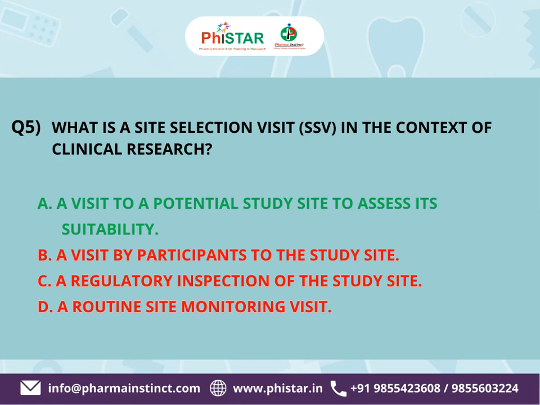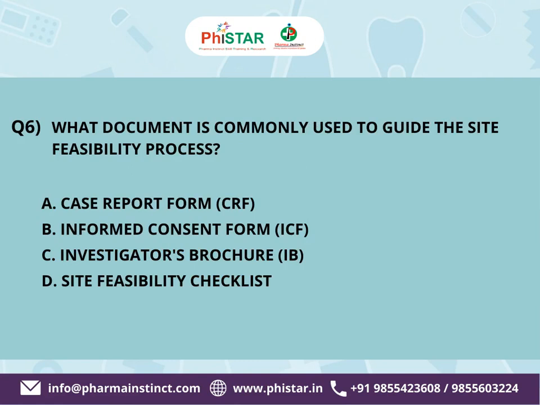Next question is: what document is commonly used to guide the site feasibility process? Here are your options. A. Case Report Form, CRF. B. Informed Consent Form, ICF. C. Investigator's Brochure, IB. D. Site Feasibility Checklist. Your time starts now.